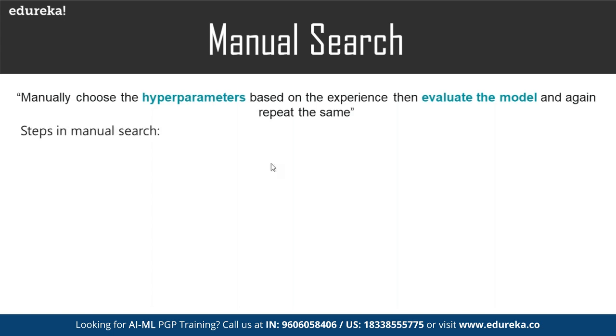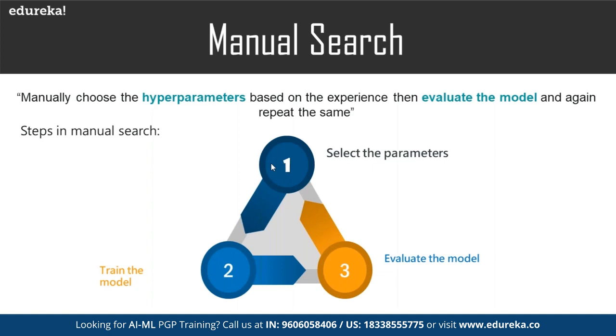So here we go. Steps in such manual search are nothing but usually selecting the right parameters, and then training the model. Training the model of course happens after the model selection. That is actually part of the machine learning modeling. And then moving further, we would say the model evaluation.